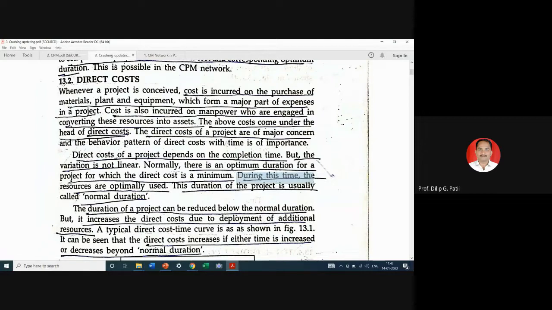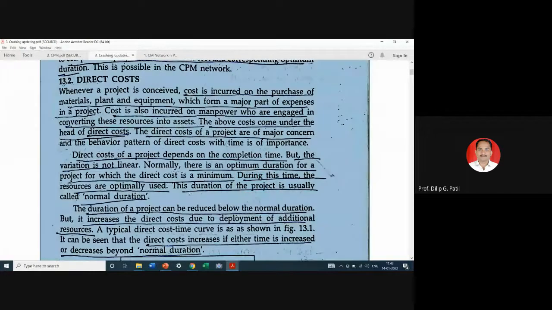So during this time, the resources are optimally used. The duration of the project is usually called normal duration.